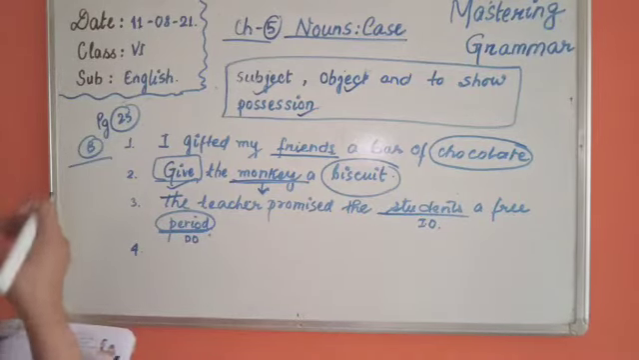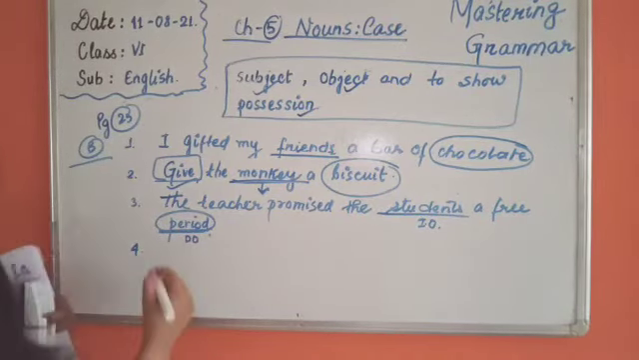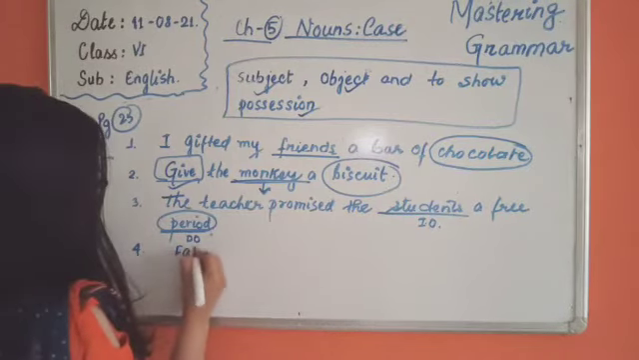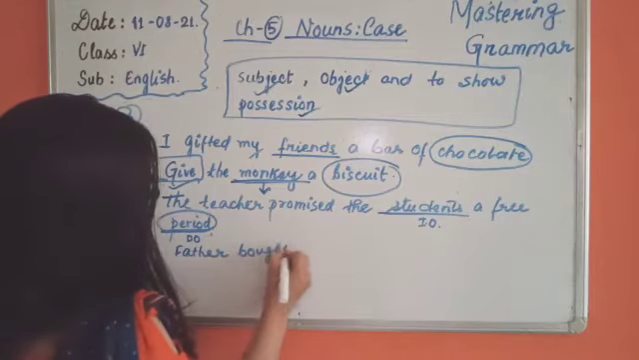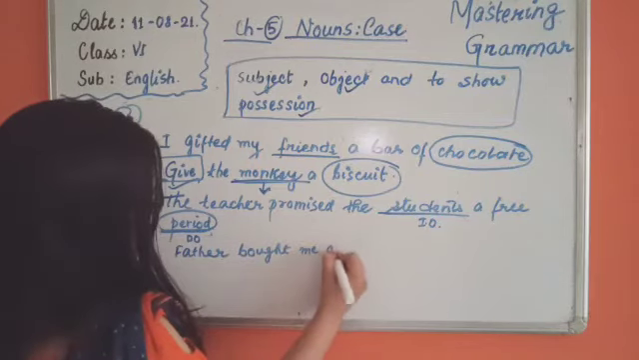Okay. Number 4. That's why I underlined it. Now, father bought me an umbrella.